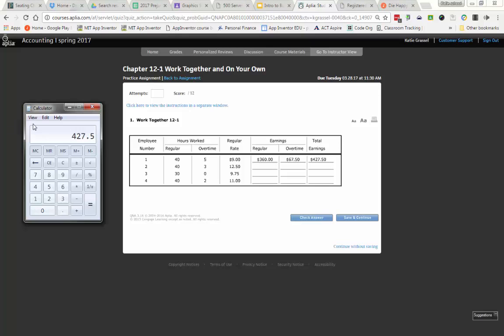And then you would just go through and repeat and do that. One of the things that I tend to do is go through and do regular earnings first and then go back and do all overtime. That's just the way I like to calculate things.